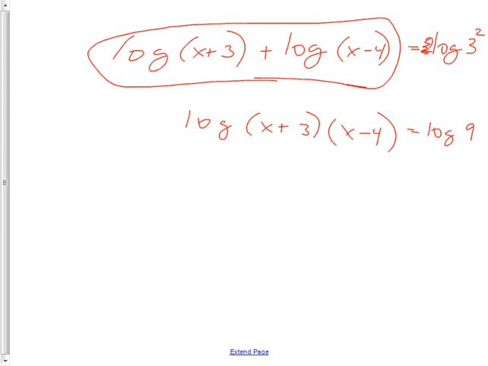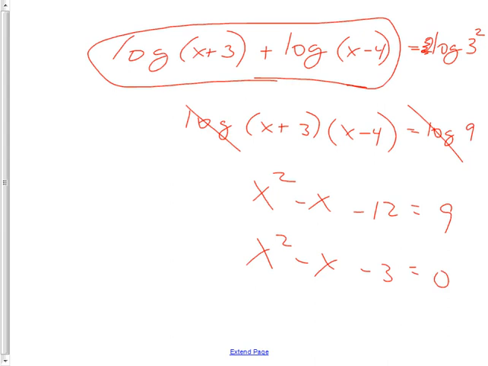Now, whenever you have logs where there's one on each side, they'll almost always be the same base. Otherwise, we're trying to make it really nasty for you. But if we aren't, it'll just be, oh, there's a log on each side. Cancel, cancel. If they were different bases, then it'd be much more complicated. So then it's down to just this multiplied out: x squared, outside, inside, minus x, last, minus 12, equals 9. And what do you always have to set them equal to? 0. So then that's x squared minus x, and then I'm going to add 9 to both sides, minus 3 equals 0. And now, is there a way?